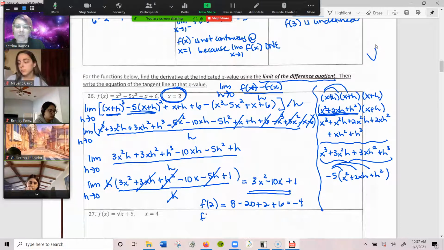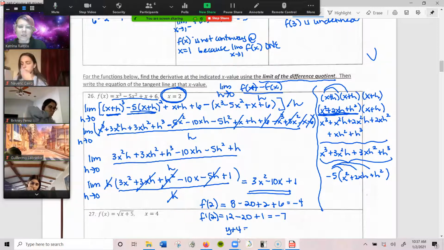And then f prime of 2, which is what we have here, 3 times 2 squared is 12, minus 20 plus 1. 12 minus 20 is negative 8, plus 1 is negative 7. So you should get an equation of y plus 4 is equal to negative 7 times x minus 2.